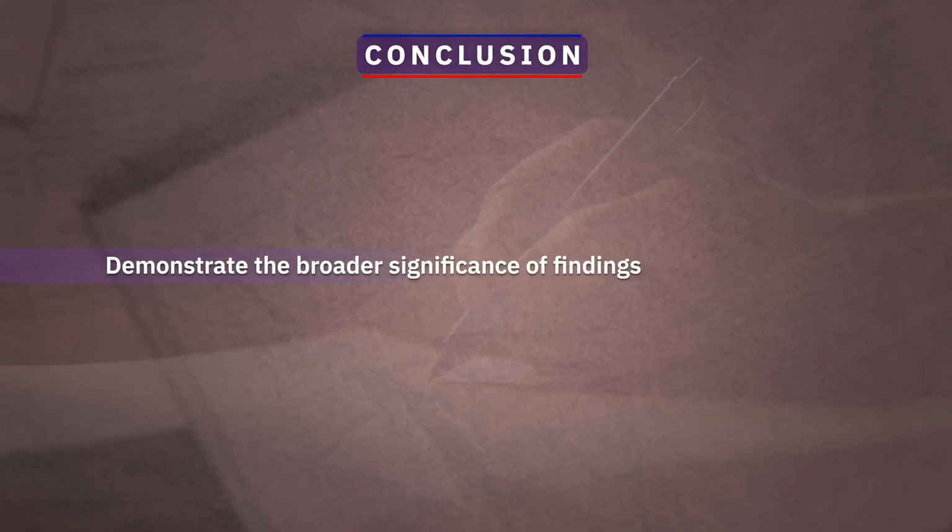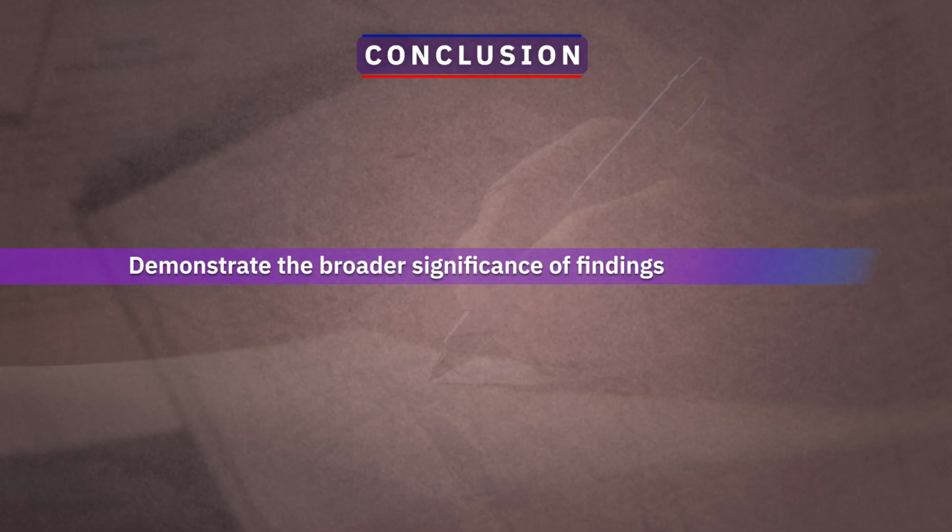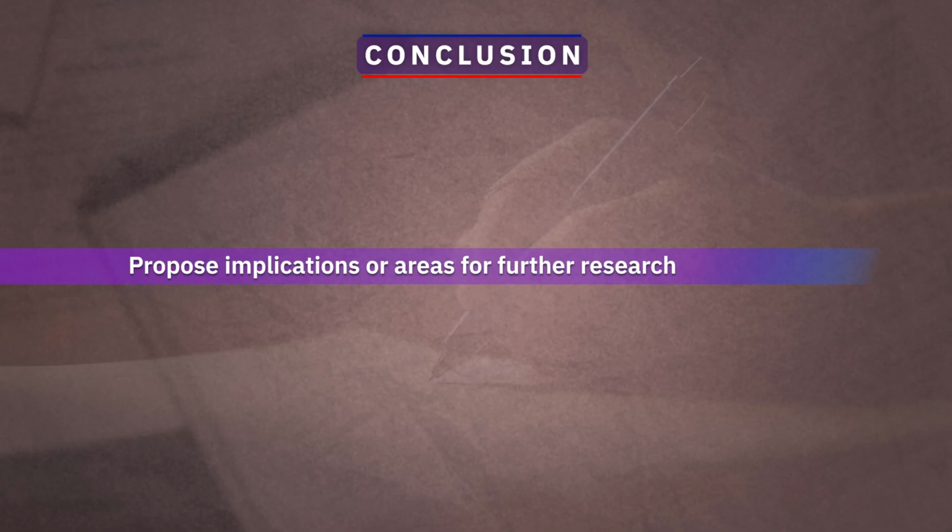Second, the conclusion will demonstrate the broader significance of the findings. What are the research findings? What are the concluding remarks? This has to be mentioned towards the end of the answer or the research paper. And finally, what are the implications? If anything is implied for future research or for future reference, that is also mentioned in the conclusion.